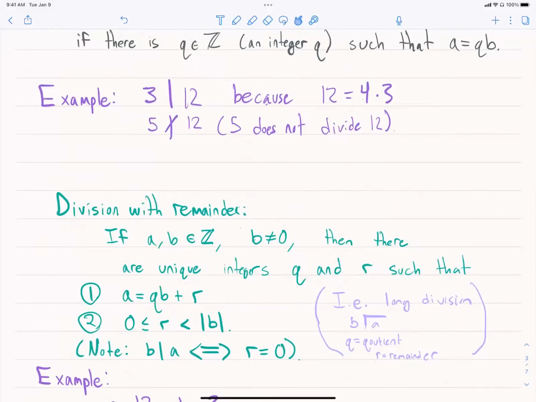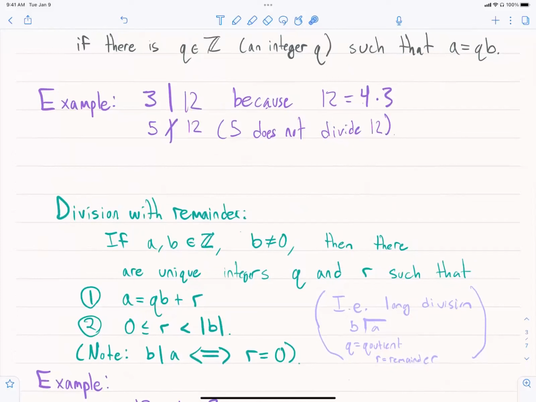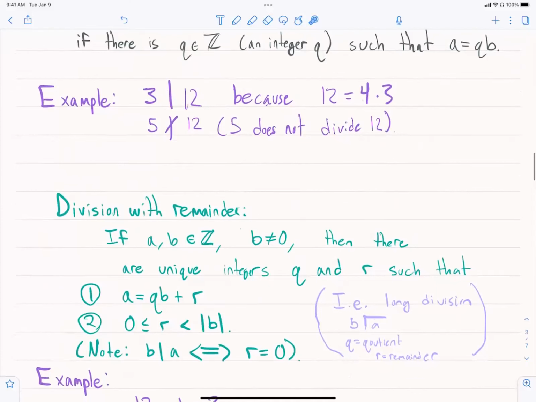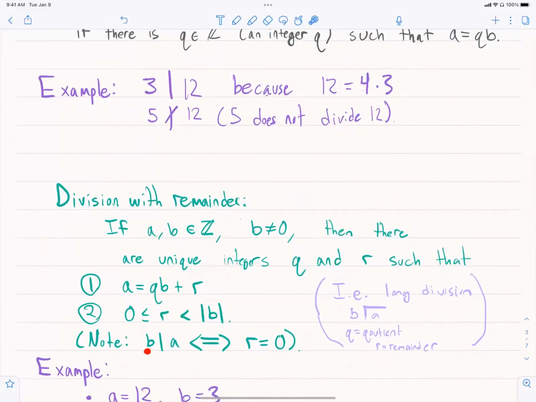And so going back to this example, 5 did not divide 12, but the remainder was 2. And 3 divided 12, and the remainder was 0. So b divides a if and only if this remainder, when you write it like this, is 0. Again, that's not news to anyone who learned long division in elementary school. It's just writing it down as a useful formula, a is equal to qb plus r.